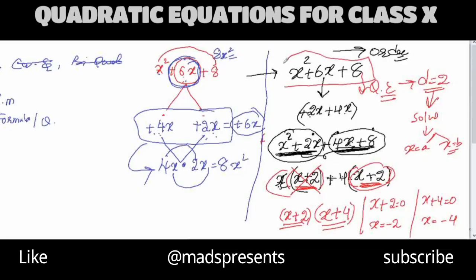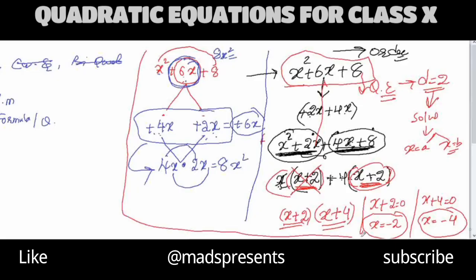So after solving x square plus 6x plus 8 by using splitting the middle term, we got x is equal to minus 2 and x is equal to minus 4. These are called factors, these are called roots, or these are called zeros, or these are called solutions, these are called values. All are the same.